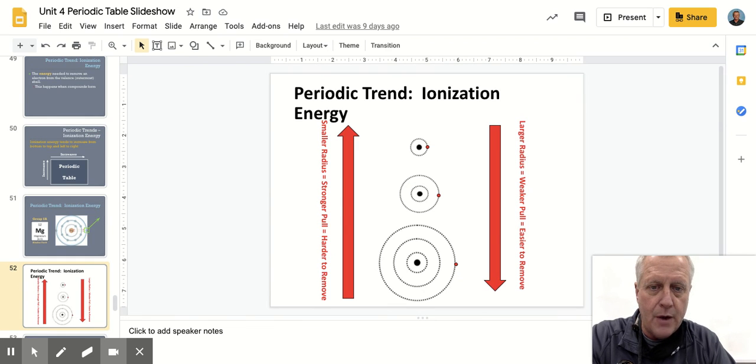Here's another slide that sort of tends to indicate that.